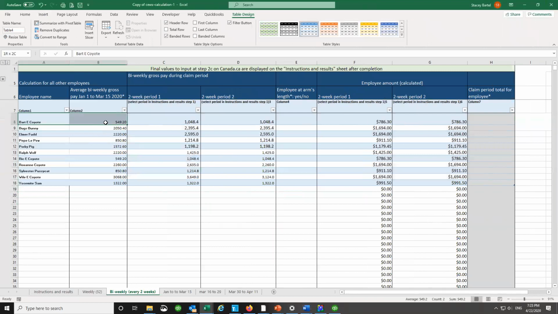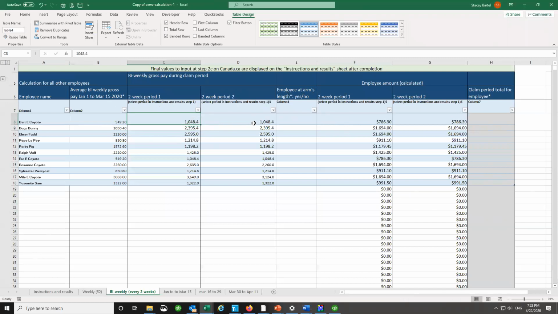So let's take a look at Bart Coyote. Okay, so Bart's average income is $549. Okay, that's what he was beforehand. Now, during this period of time, he was working some overtime and whatever else. So his salary is actually $1,048. Oh, let's talk about the arm's length. Okay, this becomes an issue here. Well, you know what? I'll explain that. Let's explain the process here.